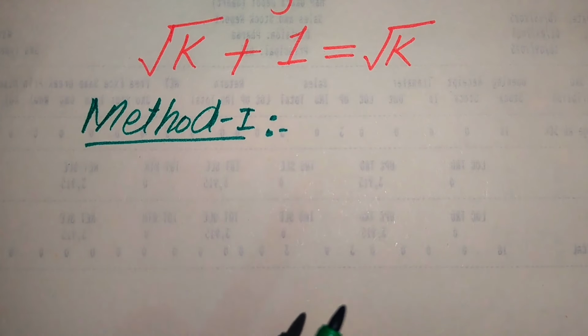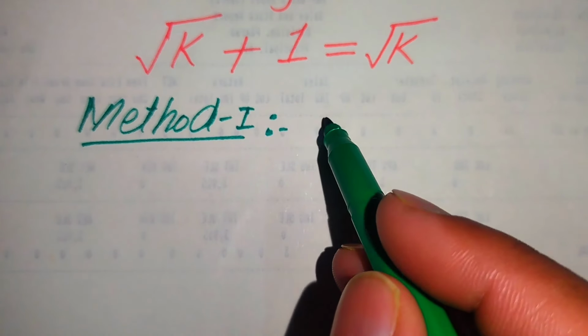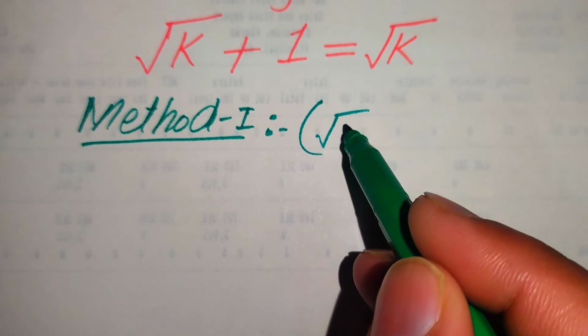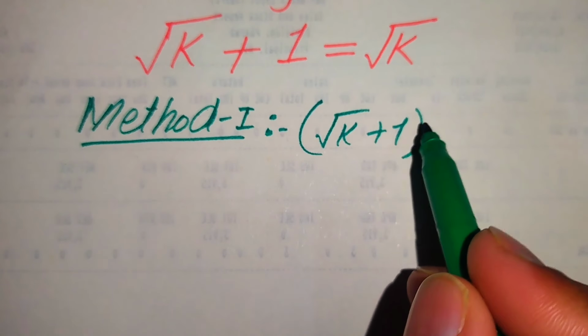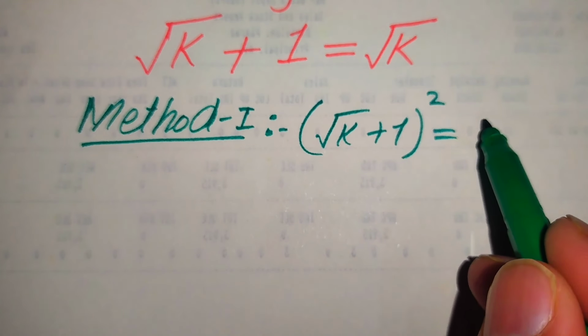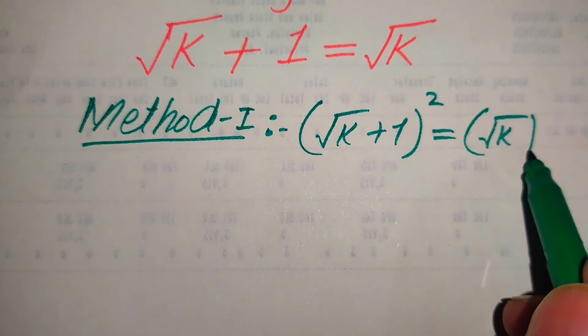And now we move toward the solution of this problem from the first method, and here in the first method we take squaring on both of the sides, and when we apply squaring on both of the sides it will be written as square root of k plus 1 whole square is equal to square of square root of k.